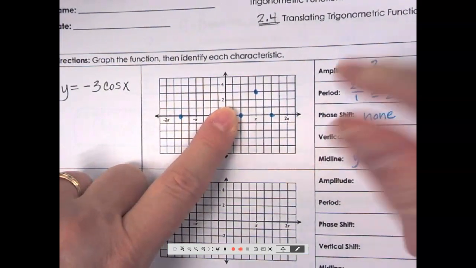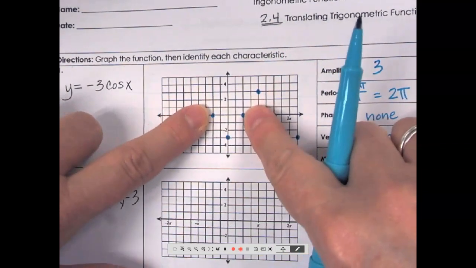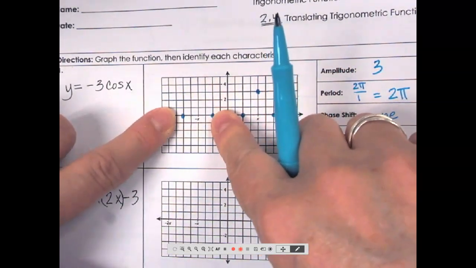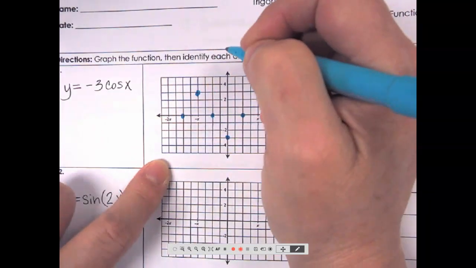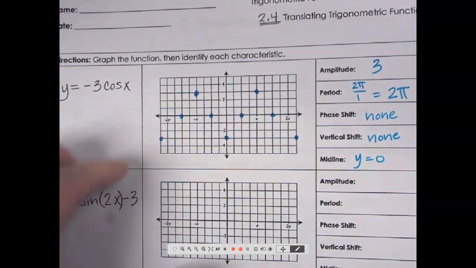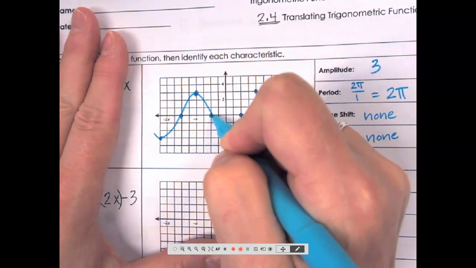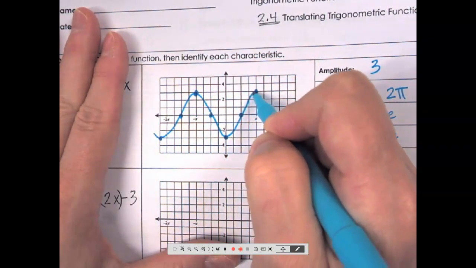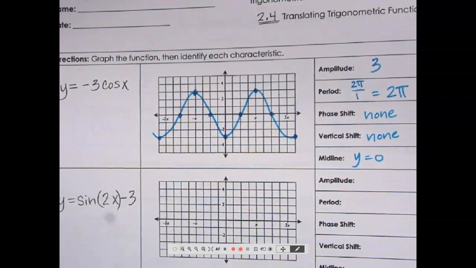Okay, I'm kind of out of room over here. I could make it right there. And then when I go this way, if I went to a minimum here, the next one will be at a maximum. And then over here would be at a minimum. And then we connect them. Connect the dots. Remember, make them a smooth curve. How many full waves did I just graph? 2 full waves.